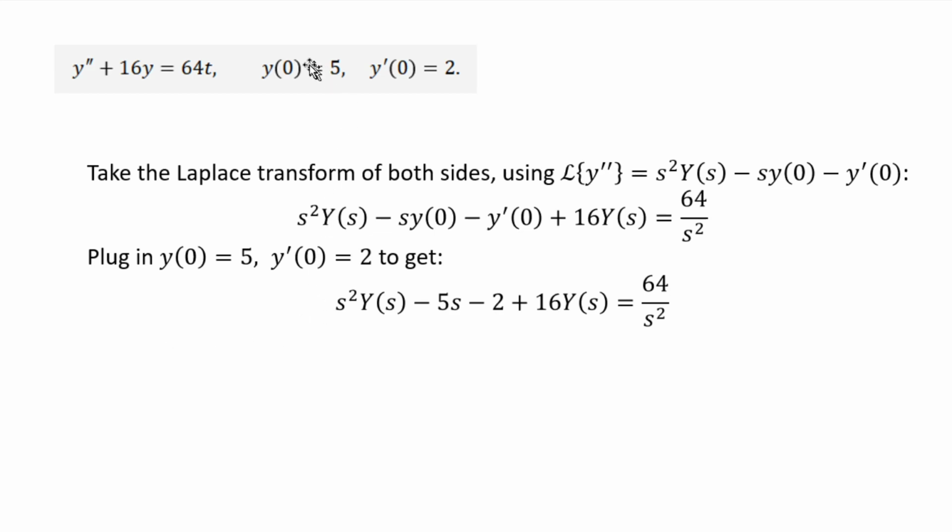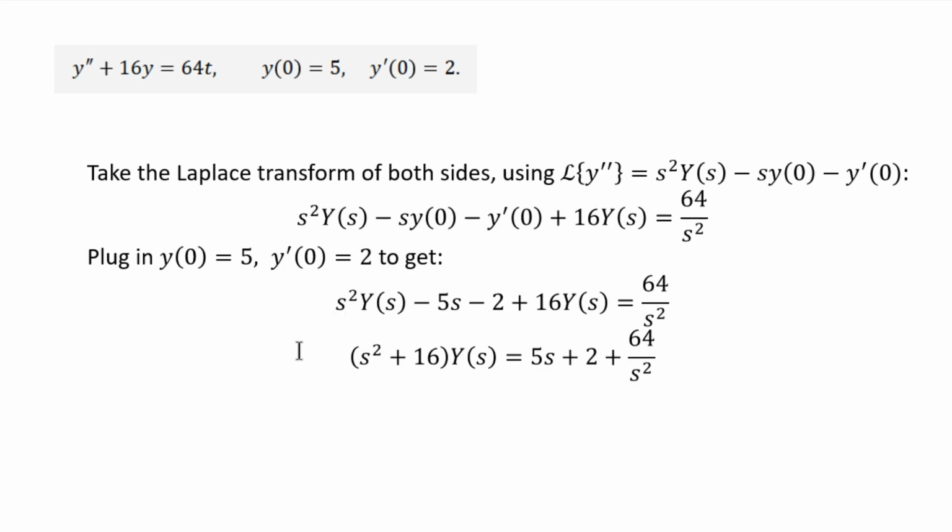Now we plug in the initial conditions, and this is what you get because y of 0 is 5 and y prime of 0 is 2. And then you can collect the Y(s) together. So it's s squared plus 16 times Y(s). And the ones that do not have Y(s), you can move to the other side.